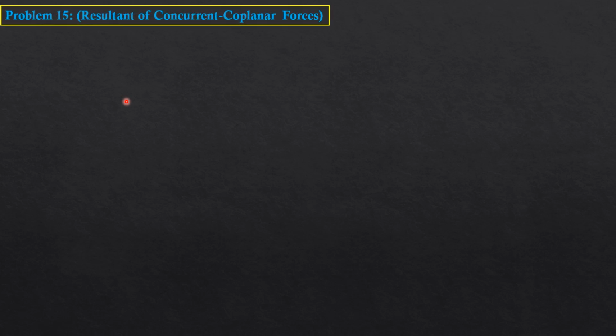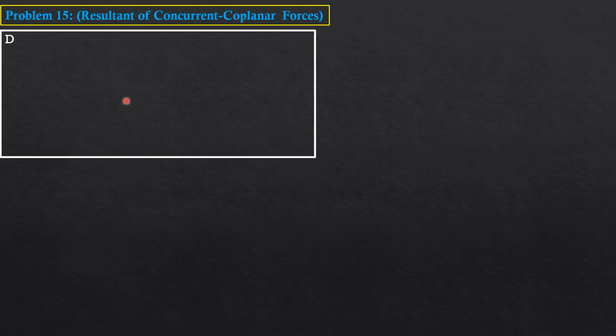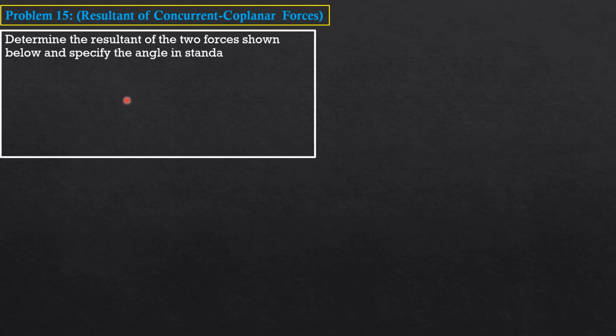So here is a very simple problem on finding the resultant of concurrent coplanar forces. I'll start with only two forces. Determine the resultant of the two forces shown below and specify the angle in standard position.